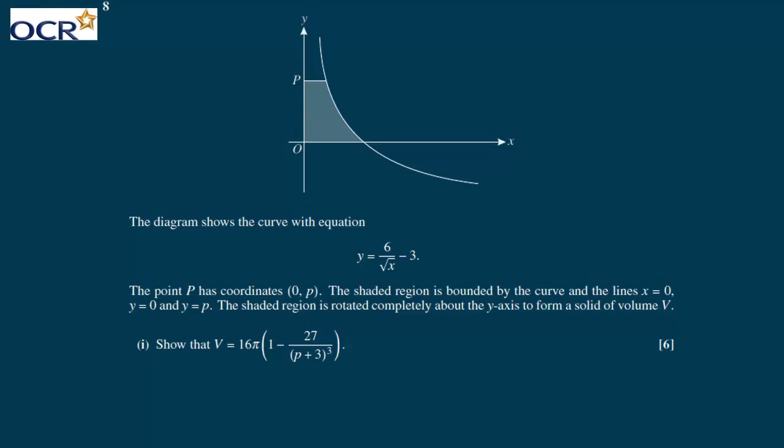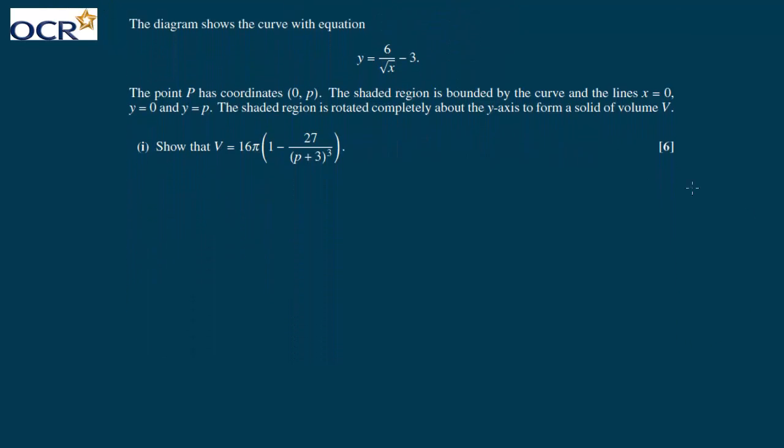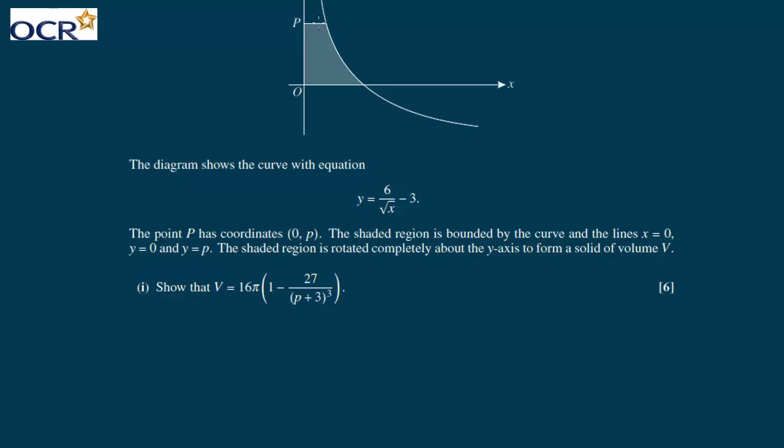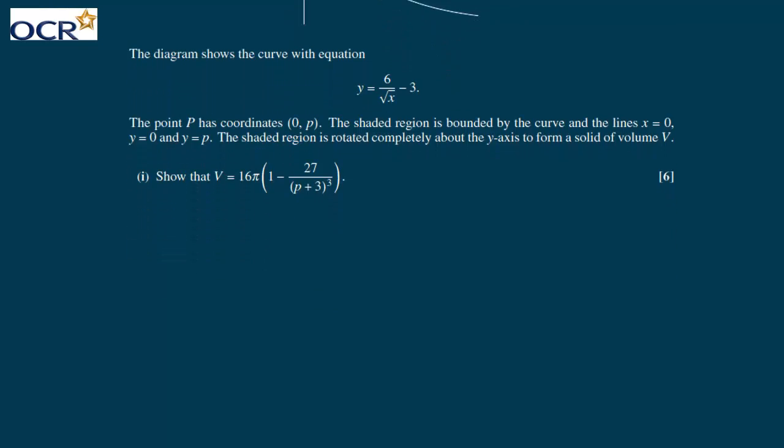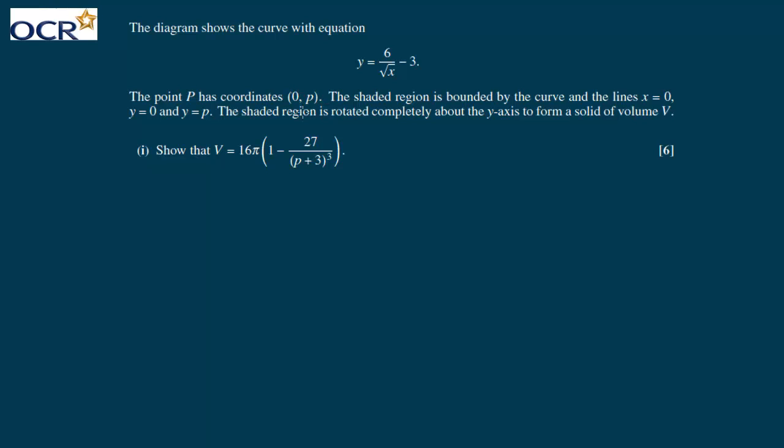So it says we've got this curve here, and it's got the equation y equals 6 over root x minus 3. Okay. So let's scroll down a little bit. You don't need to look at the graph. So it says the point P, what we do have to guess, that point there, which we're integrating between that and the origin, has coordinates 0 and p, so we're not going to get a numerical answer. So the shaded region is bound by the curve and the line x equals 0. Okay, so it wants us to find the solid or volume V.